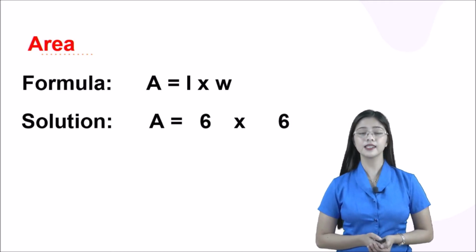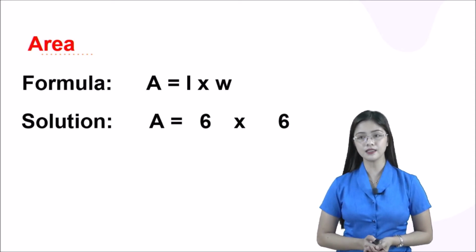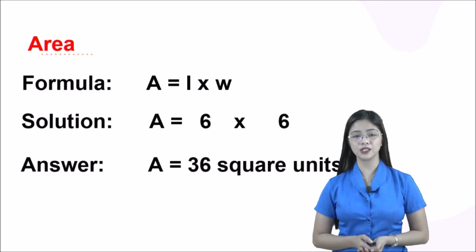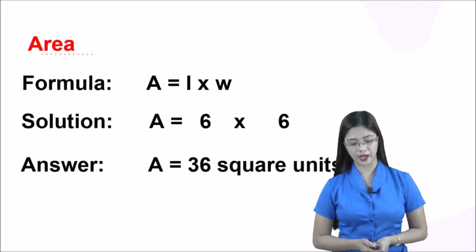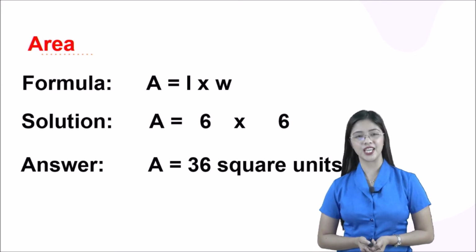So what is 6 times 6, kids? Do you know what is the answer in 6 times 6? Very good. 6 times 6 is equal to 36 square units. So that is our topic for today, kids, about the perimeter and area.